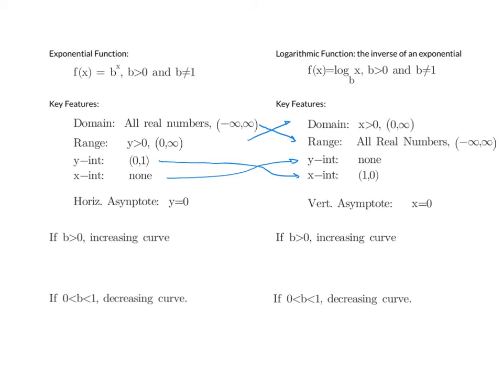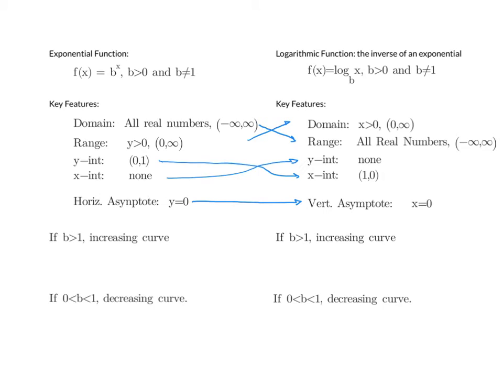For an exponential function, remember we also talked about the asymptote. We had a horizontal asymptote at the x-axis, or y equals 0. For a logarithmic function, we switch it and we will have a vertical asymptote at x equals 0.